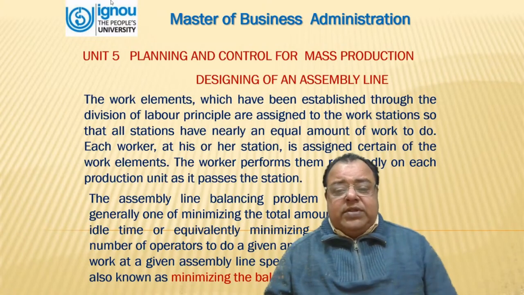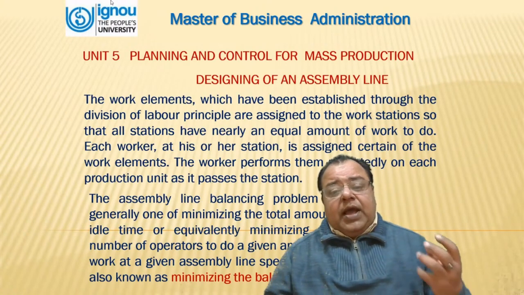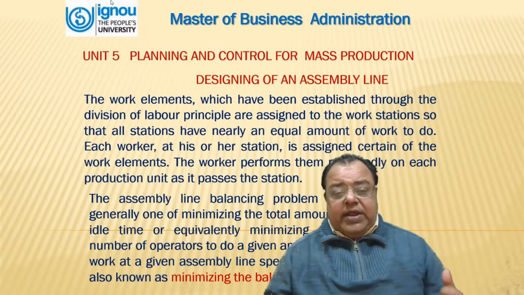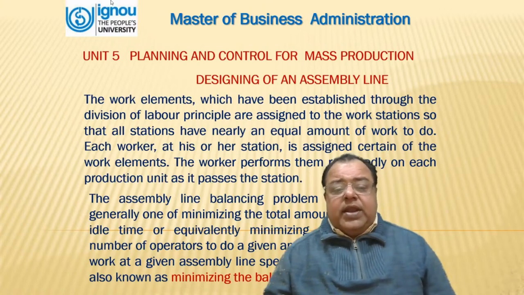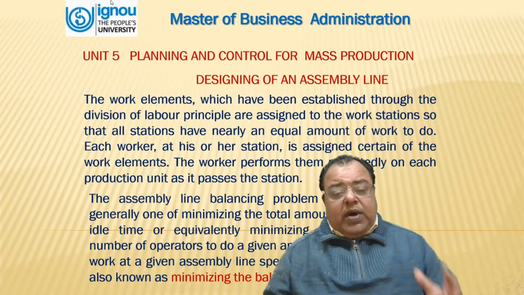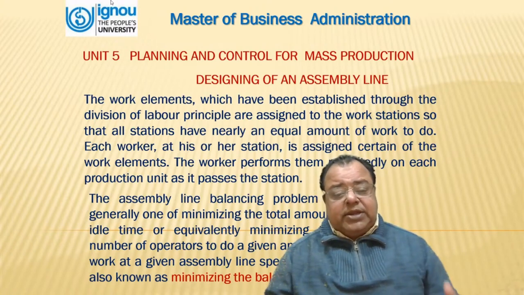The work elements which have been established through the division of labor principle are assigned to the workstations so that all stations have nearly equal amount of work to do. Each worker at his or her station is assigned certain of the work elements. The worker performs them repeatedly on each production unit as it passes the station.